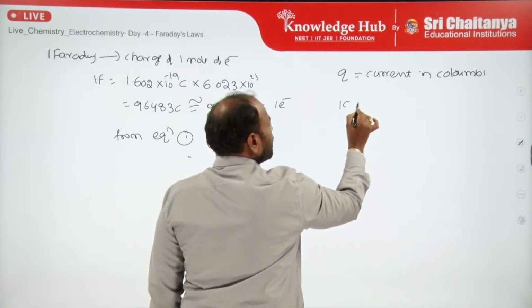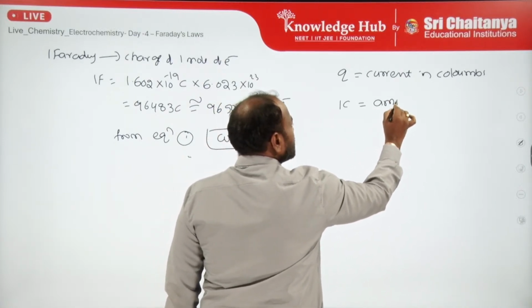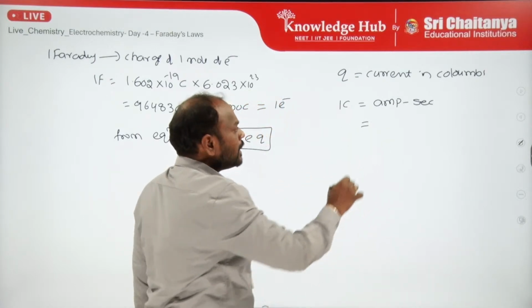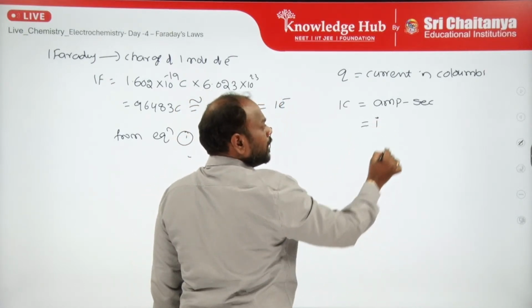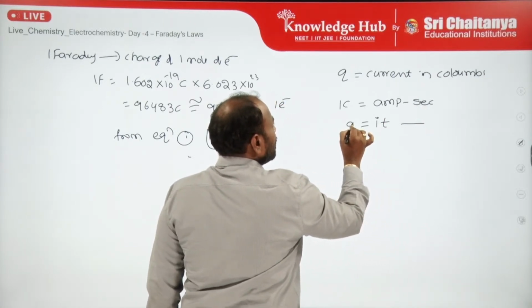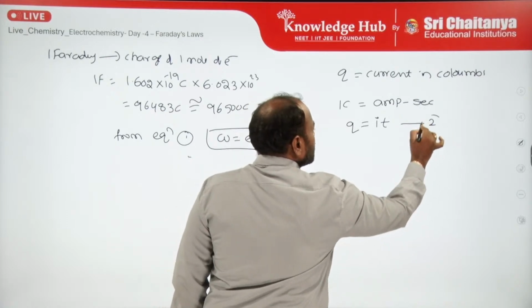1 coulomb is nothing but ampere second. Ampere is nothing but current, which is represented with I. Second is represented with T. So this is the Q. This is the equation 2.